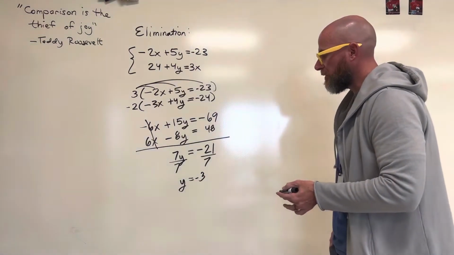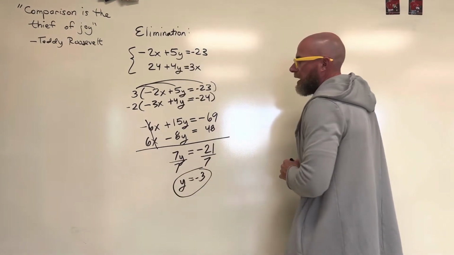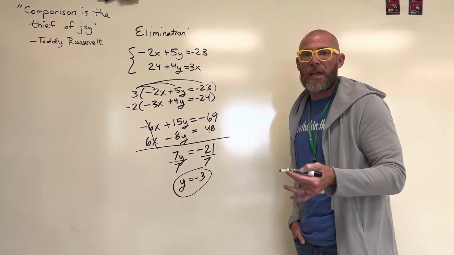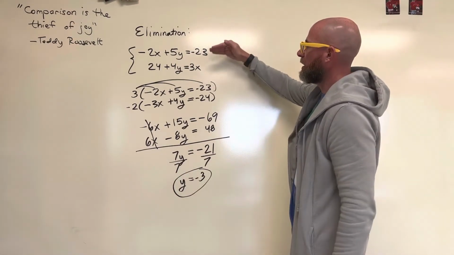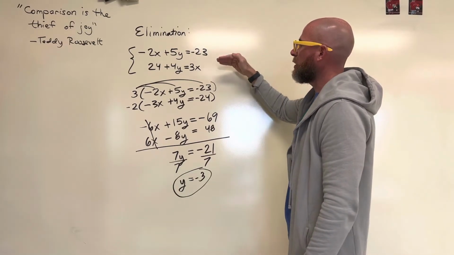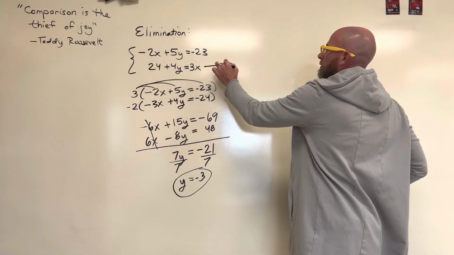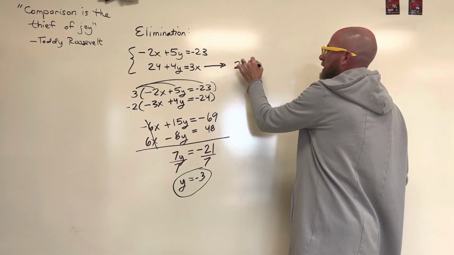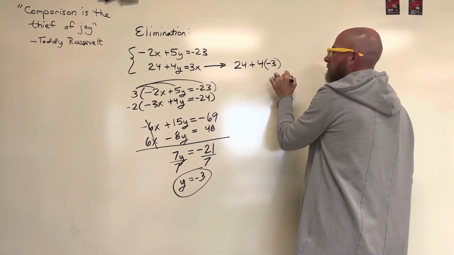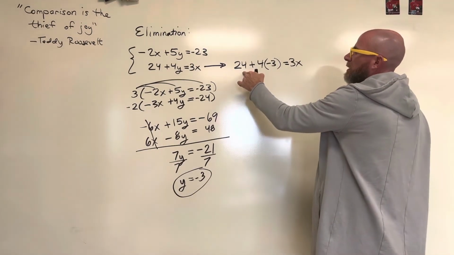Now it's time to go and find x. Once I have y, I need to find x. I can plug that into anywhere that there is an x. So that could be here, it could be here, it could be here, it could be here. It doesn't really matter. I'm going to go back to the beginning. I'm just going to go right here. Looks like the easiest one. Again, there's no real method to this, just what I'm comfortable plugging into and then simplifying from there.